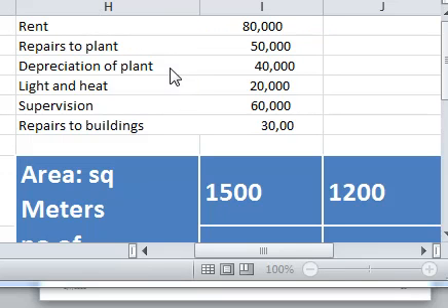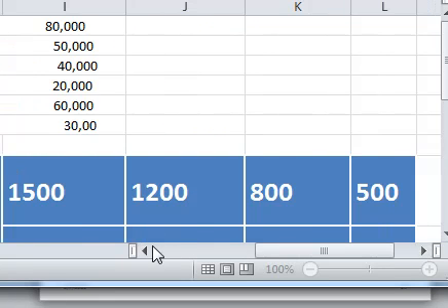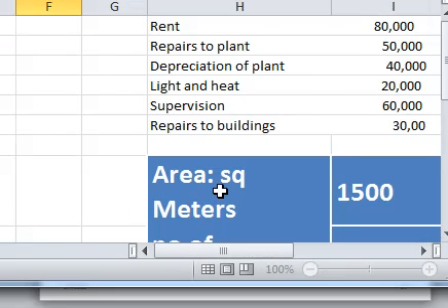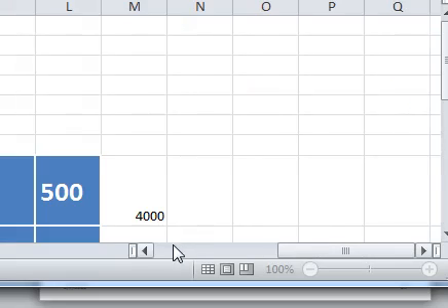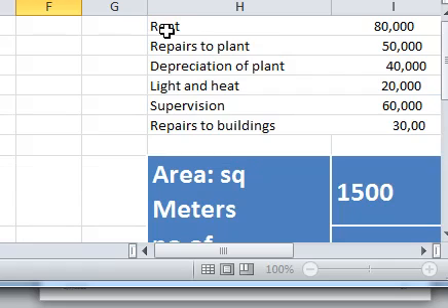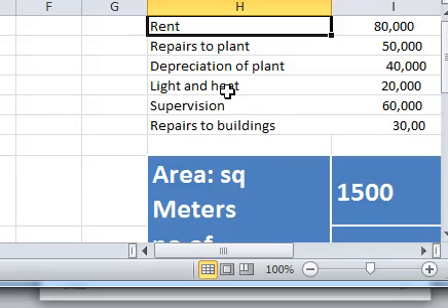So let's look at this simple example. We are having a rent of these overheads, which are shared in these four departments, as we looked at: Department A, Department B, Department C, and Department D. So when we are calculating, as I said in our previous slide, you need to know the base that we are going to use. For example, our first overhead is rent. So the base for rent is the floor area. So we are going to use this.